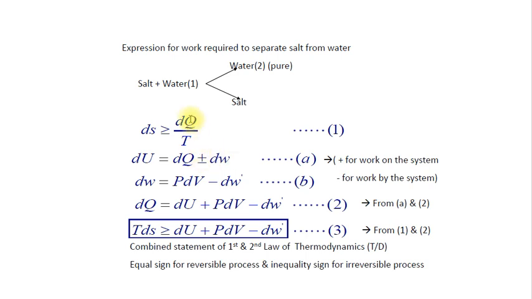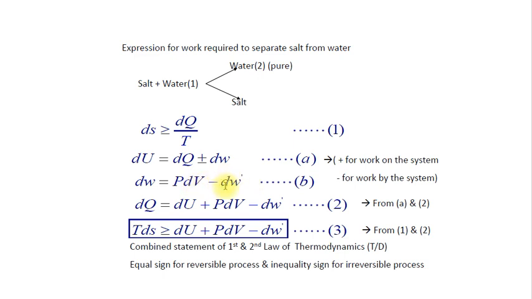So we can combine both laws and calculate how much energy is required in this process, the minimum energy requirement in this process. The dw, the work done on the system, can be represented by dw equals pdV minus dw dash. So pdV is the reversible work, pressure multiplied by change in volume. This is the reversible work done on the system.